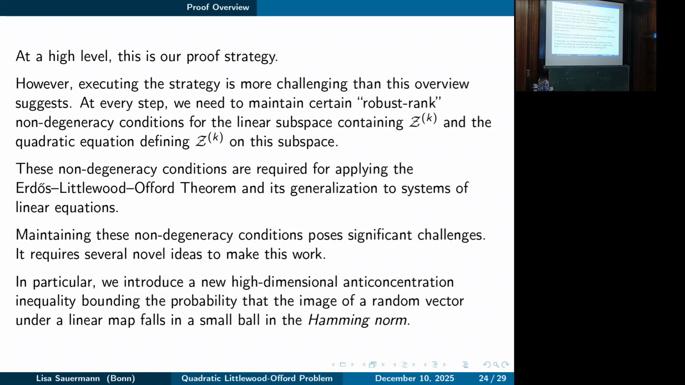So in particular, just to highlight one tool, we introduce a new high-dimensional anti-concentration inequality bounding the probability that the image of a random vector under a linear map falls into a small ball in the Hamming norm. Previously there were such inequalities for L2 norms, but here, because of this type of non-degeneracy condition, we actually needed a Hamming norm version, and that didn't exist in the literature.